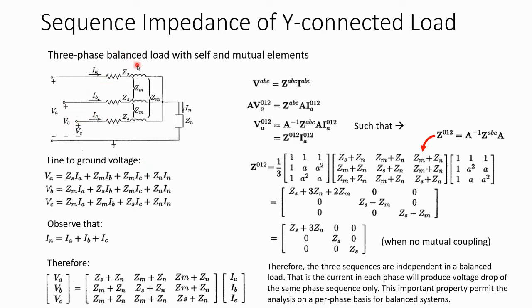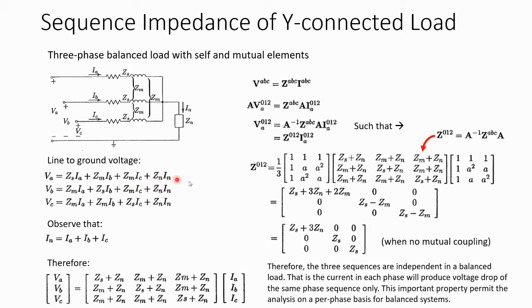Next, we look into the applications of the symmetrical components on the Y-connected load. This is the typical Y-connected load circuit, and this is the single line to ground voltage for each of the phases that we have derived. And the Zm over here represents the mutual impedance, which also causes a voltage drop that we have to take into consideration, and this accounts for the Zm term in each of these equations.